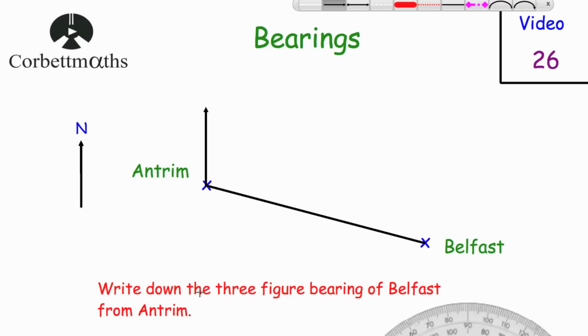It's the bearing of Belfast from Antrim. So there's our north line. And I'm just going to put a little N beside it just to show that it's north. Next, we want to mark in the angle that we want to measure. Now, bearings are measured clockwise from north. So the bearing will be this clockwise angle going around from the north line to the line joining Antrim and Belfast. And we're going to get our protractor.